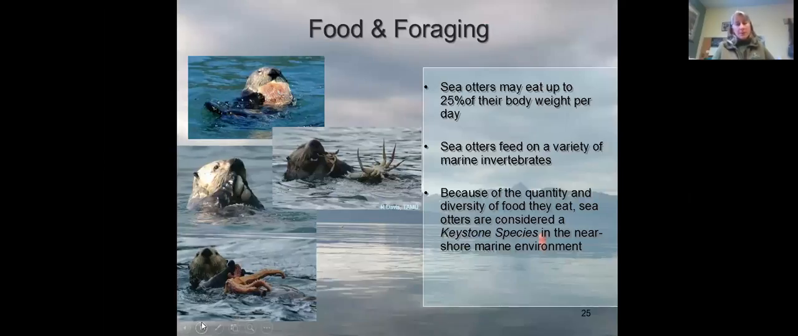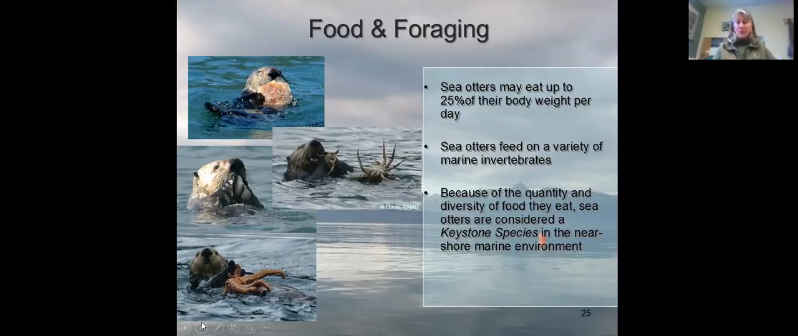So here we have some pictures of sea otters doing what they do best, and that's eating. And they can eat up to 25% of their body weight per day. This was one of the features that made it a keystone species, because they structure the nearshore habitat so intensively by their foraging.